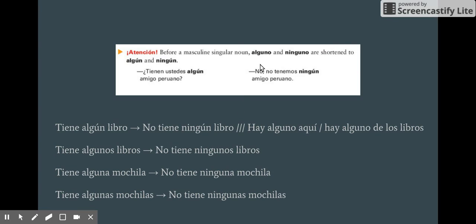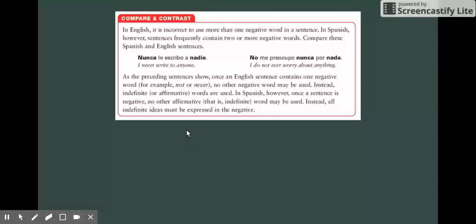You would use simply alguno or ninguno when you don't have a noun or it's not directly before the noun. So hay alguno aquí. There's one of them here, or if you had it in a question, hay alguno aquí, is there one here? Or hay alguno de los libros, there is one of the books. So it's only before a masculine singular noun that alguno and ninguno are changed to algún and ningún.